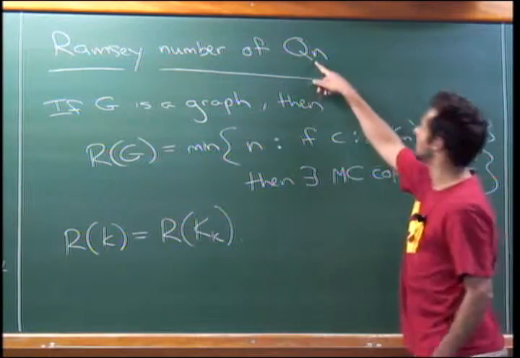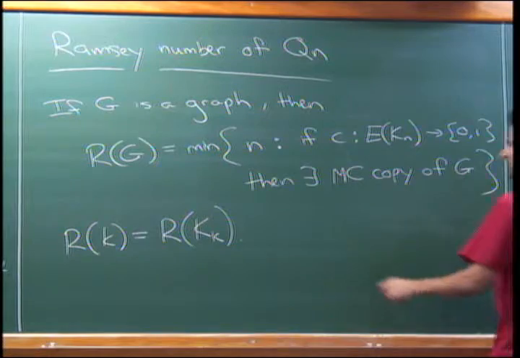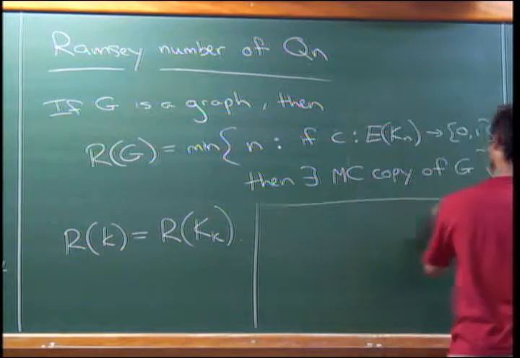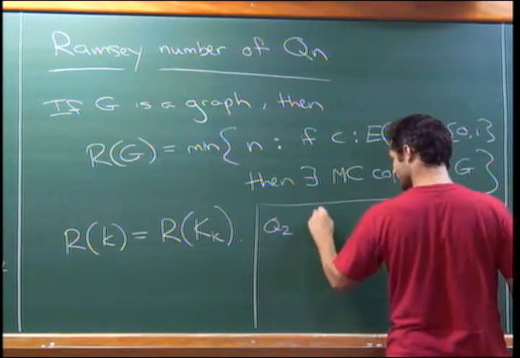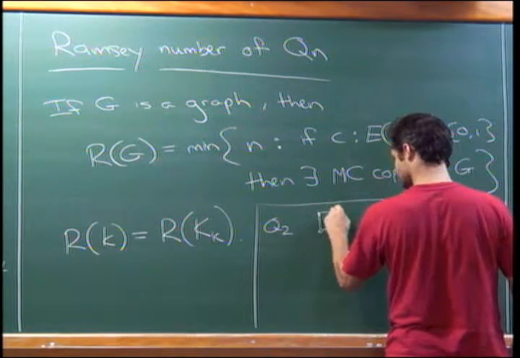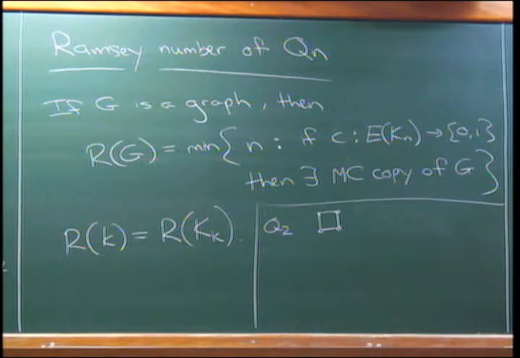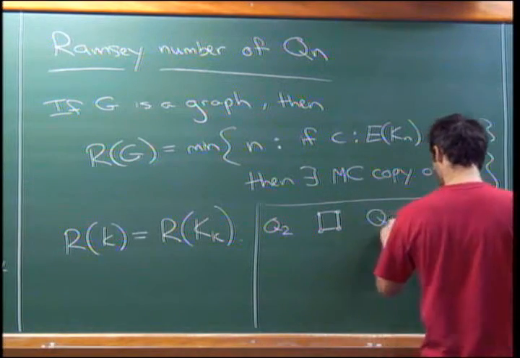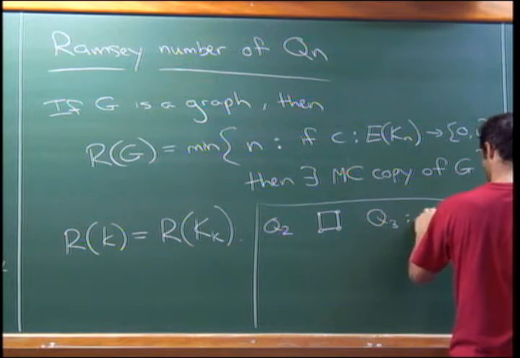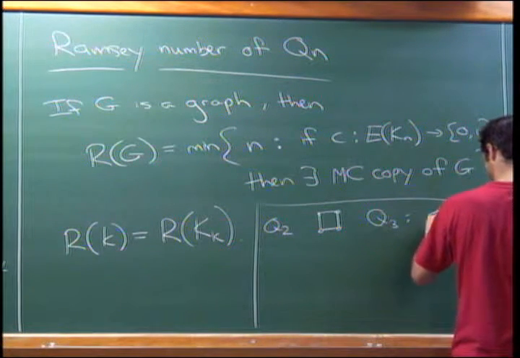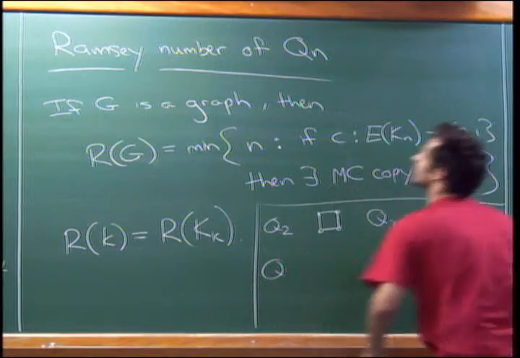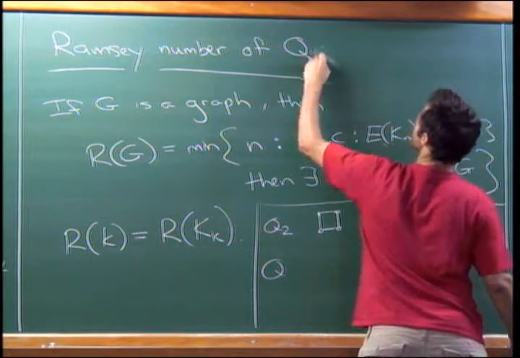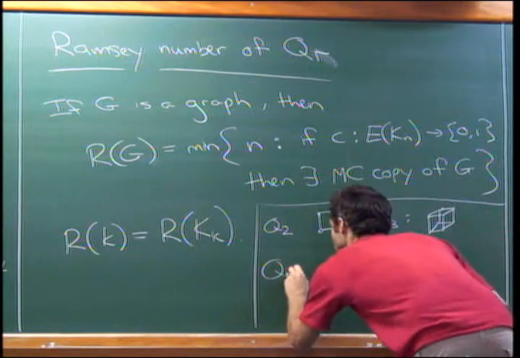Next, what's Q_n? This is the hypercube. So here is Q2. It's a 4-cycle. Here's Q3. Also, probably quite familiar. So in general, Q_r. I'm going to call it Q_r, sorry, because n is going to be something else.